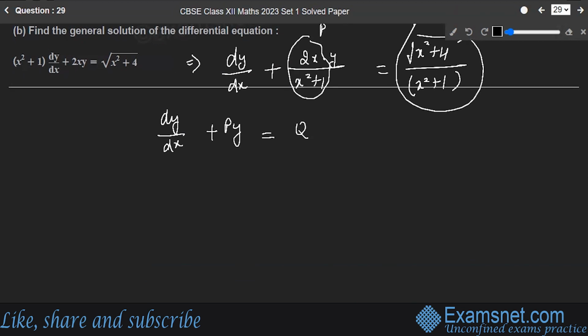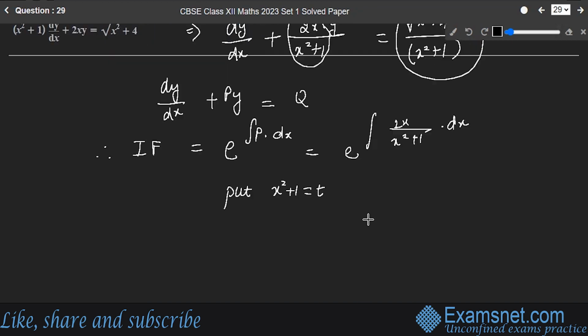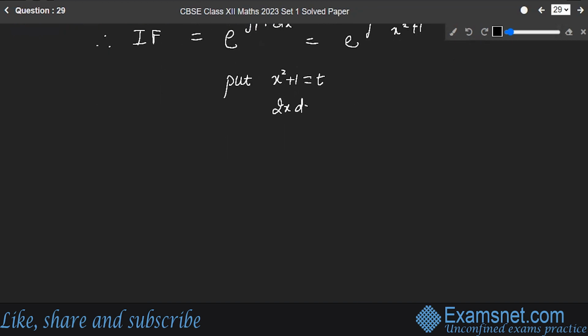So the integrating factor is equal to e raised to power integral of P dx, that is equal to e raised to power integral of 2x upon x squared plus 1 into dx. I will put x squared plus 1 is equal to t, which makes 2x dx equal to dt. So the integrating factor now will become e raised to power integral of dt upon t. That is equal to e raised to power log of t, which gives you t, and t was equal to x squared plus 1.